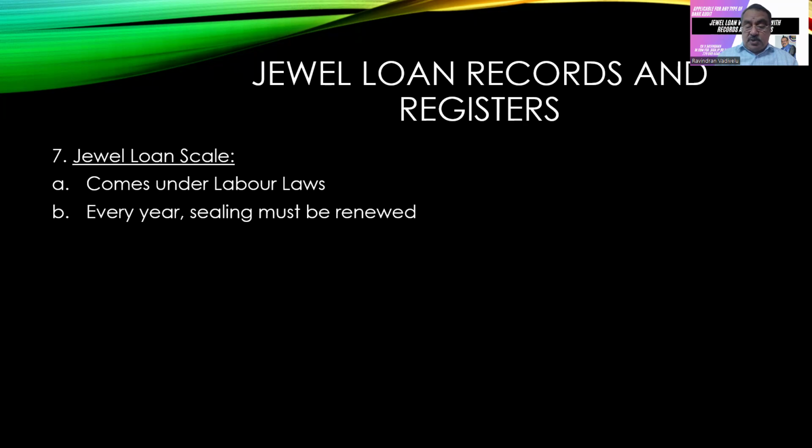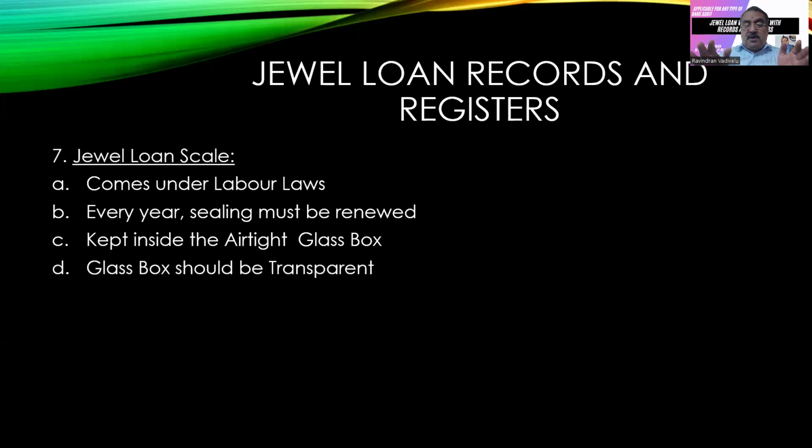That is, the sealing license must be renewed, and the jewel scale should be kept under an airtight glass box, and that glass box should be transparent so that when any jewels are put for weighment, the weight should also be known to the borrowers. So this is a very, very important area with reference to the jewel loan scale. Nowadays the jewel loan scale may be electronic, or sometimes manual. Whatever the scale, the license towards the jewel loan scale must be renewed every year. So this is also another audit program. Please include it in your record.